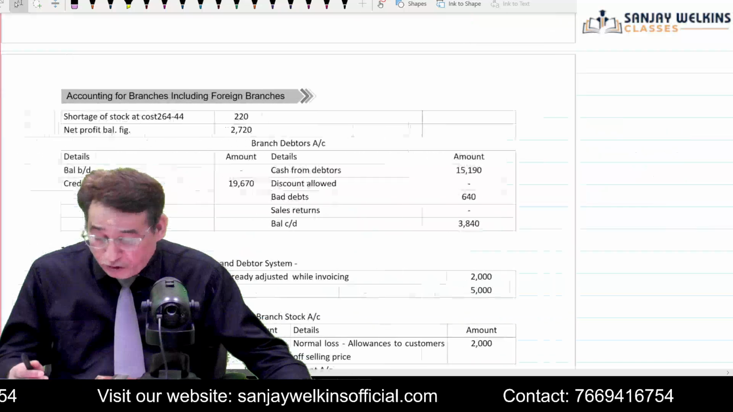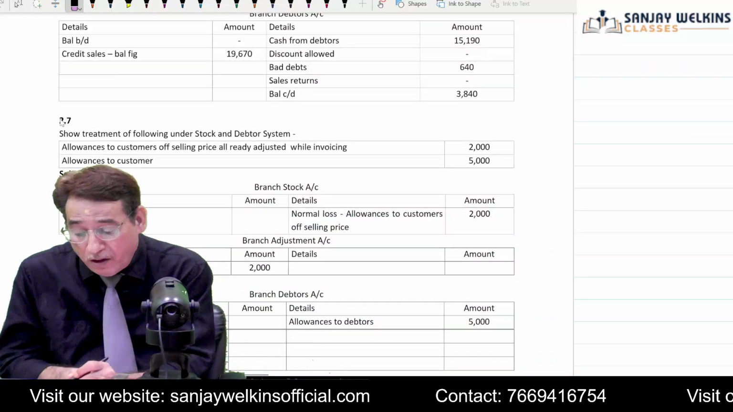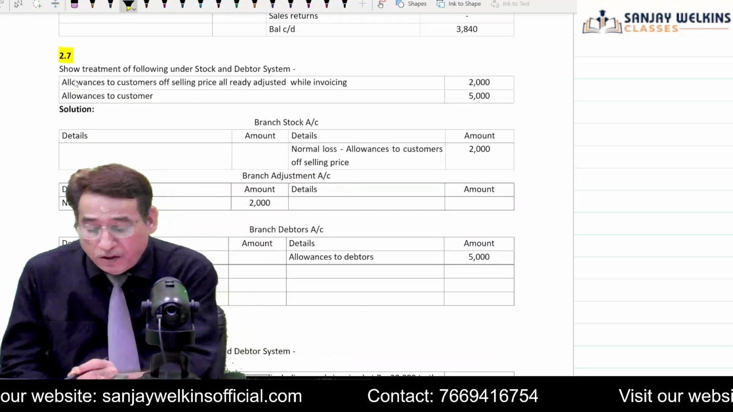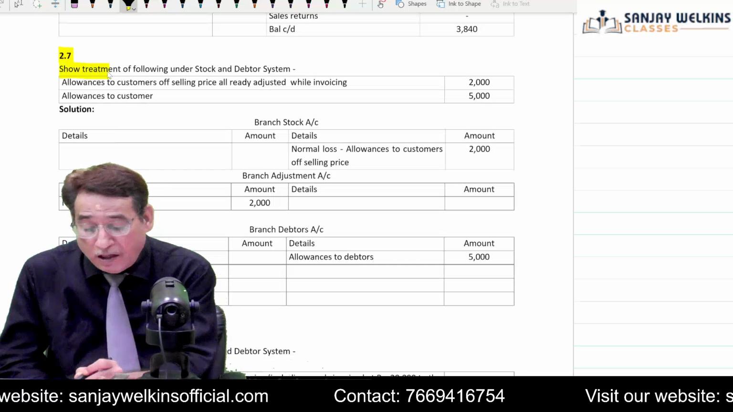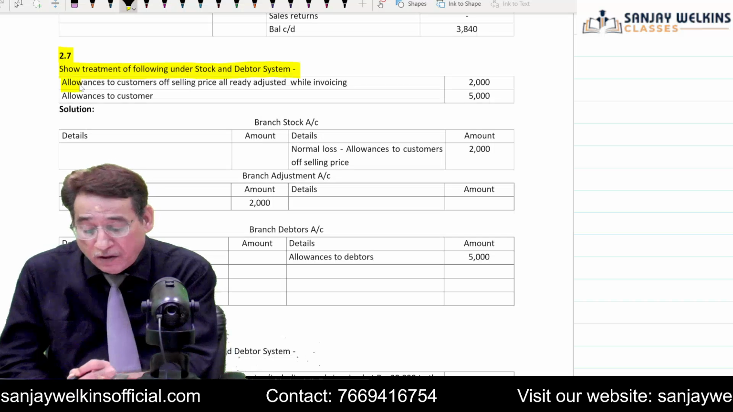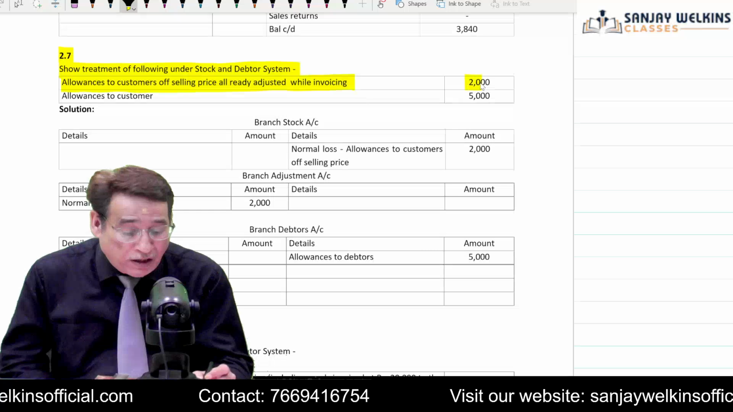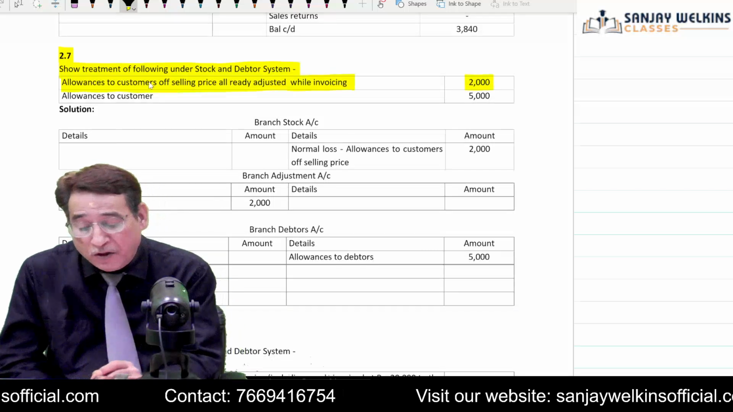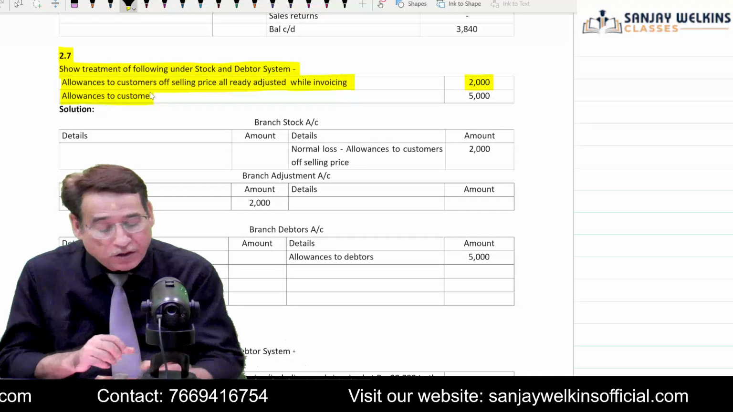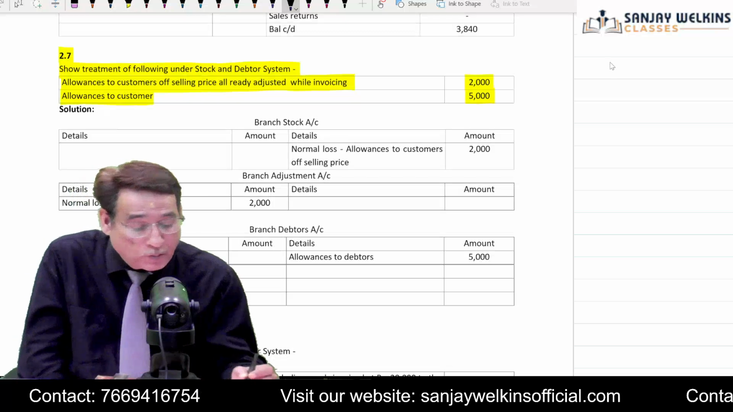What is given in the next one? Let's have a look. Here it is given 2.7. Next question is 2.7, and it is a pretty simple question. It is just to make you understand an important aspect. Show the treatment of the following under stock and debtors system. Here it is written allowances to customer of selling price already adjusted while invoicing, and below it is given allowances to customer only. So how you are going to treat these two items, this is the point in this particular question.